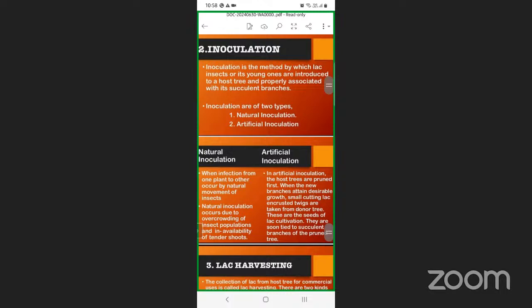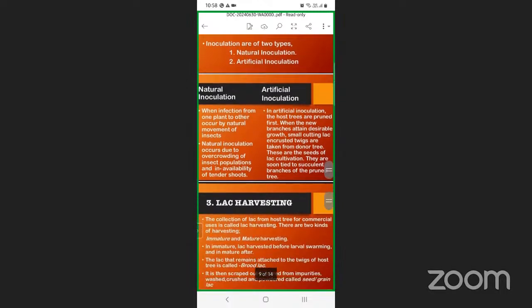So in artificial inoculation, those trees are pruned first. When the new branches attain desirable growth, small cuttings of lac-encrusted twigs are taken from the donor tree, and these are the seeds of lac cultivation, and they are then tied to the succulent branches of the pruned trees.